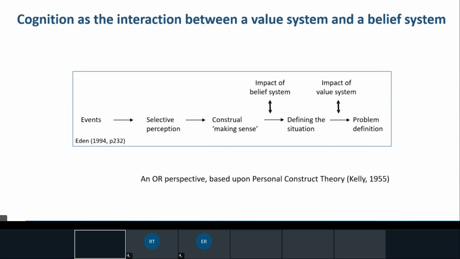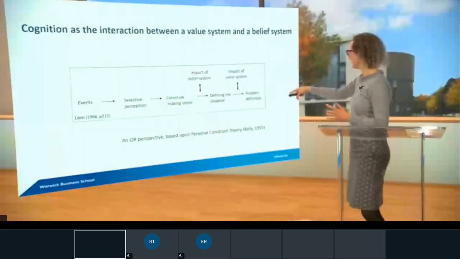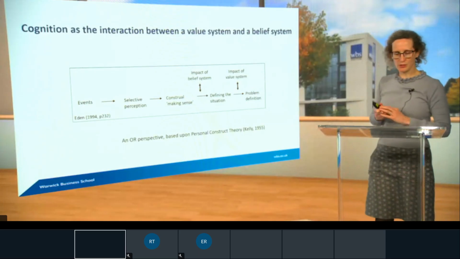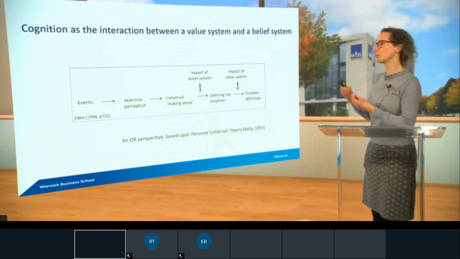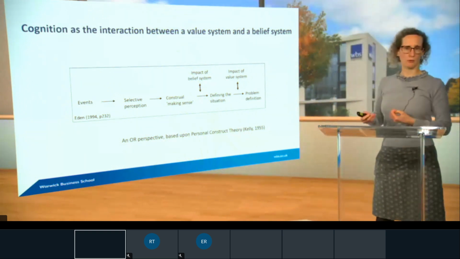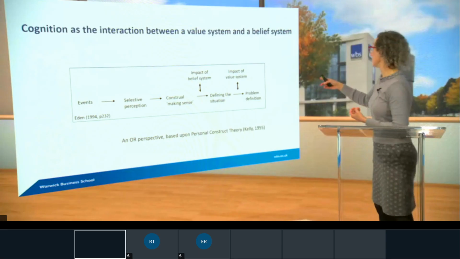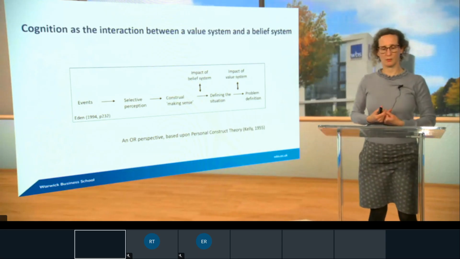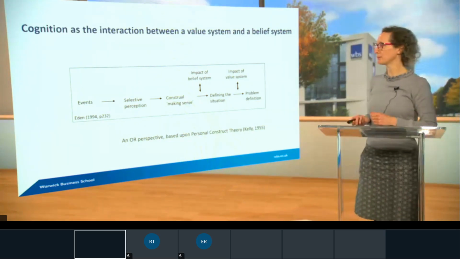Based upon what we've perceived, we construe or make sense of what we've been seeing. So what do we believe about millionaires or convicts or alcoholics? This impacts how we define the situation. How does our value system influence how we choose to portray millionaires or convicts or alcoholics? This impacts how we define the problem as we seek to represent that person on camera.